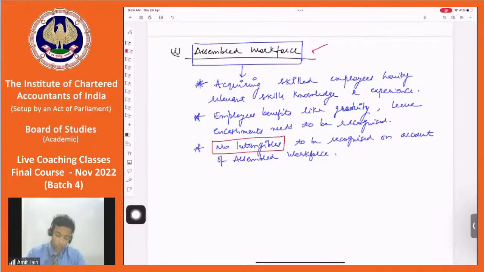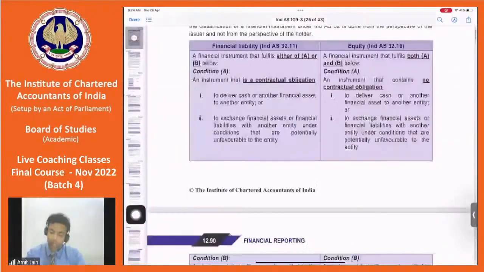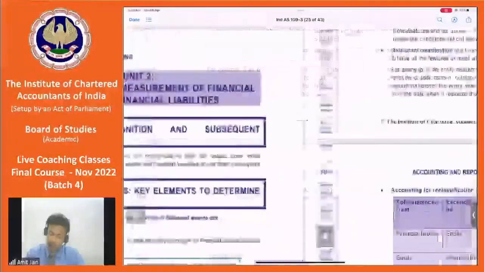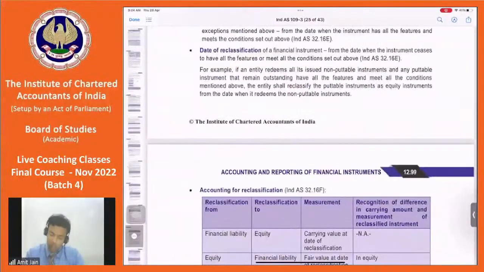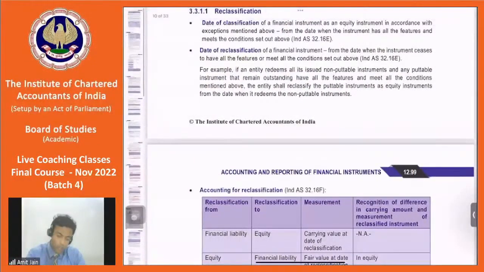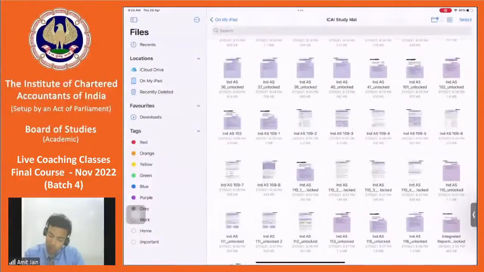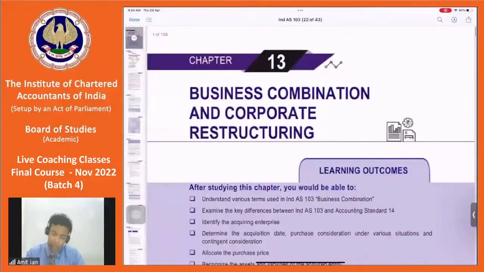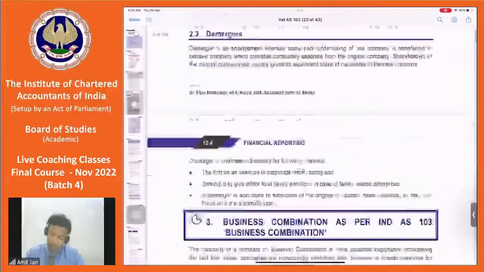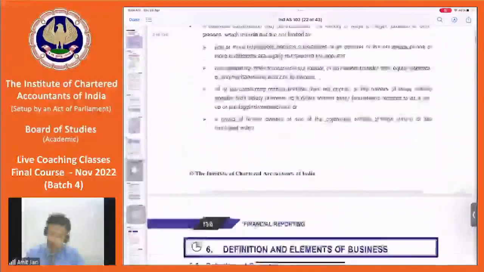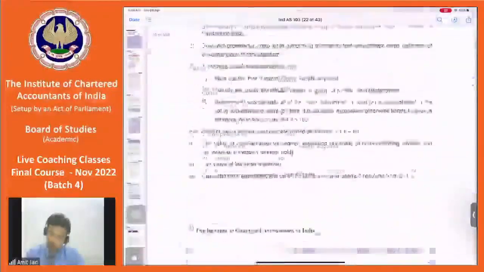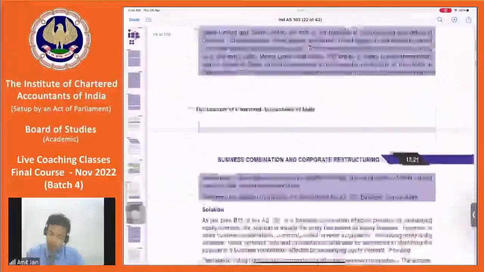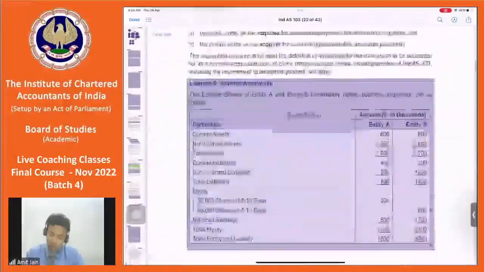I will take you through one page of study module, 13.45, in which they have summarized this entire working in a single page. Just give me a moment. This one. If you come to 13.45, guys, all this accounting has been explained in a single page. Very nicely explained.